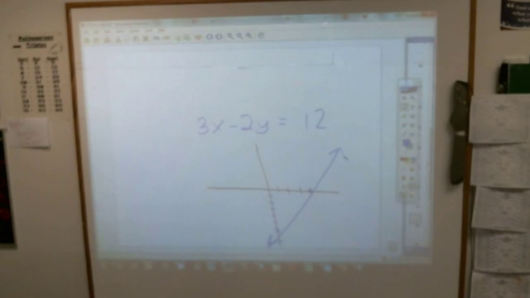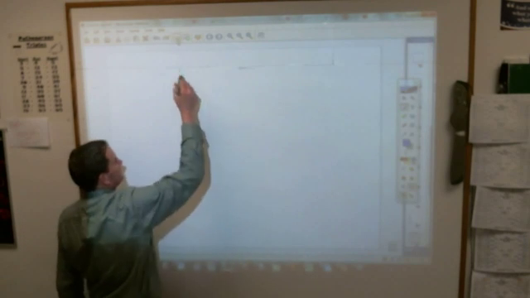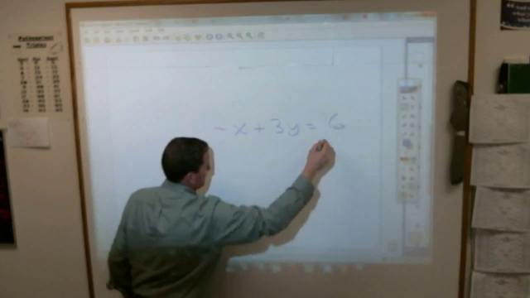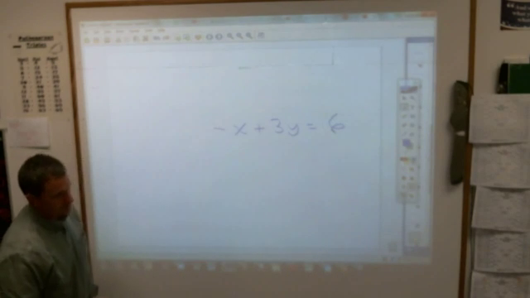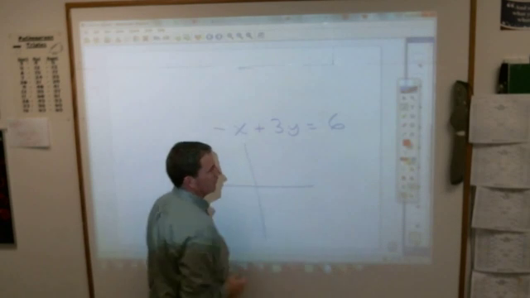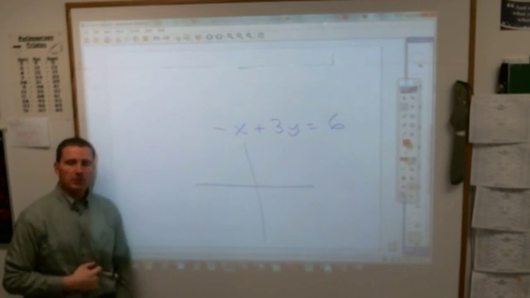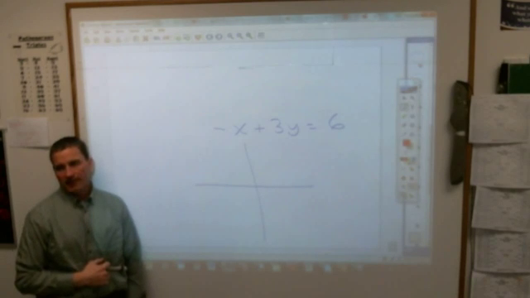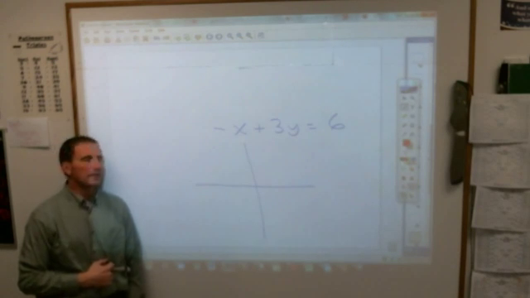Let's do one more. Negative x plus 3y equals 6. What is my x-intercept going to be? Somebody out there. My x-intercept is going to be, put 0 in for y, negative 6.